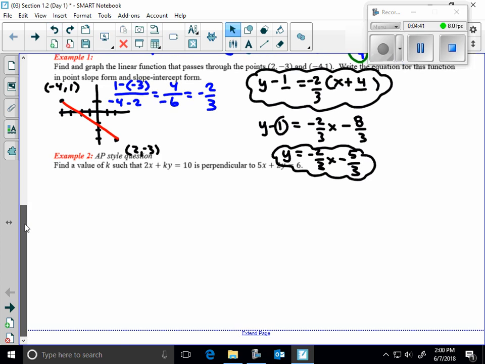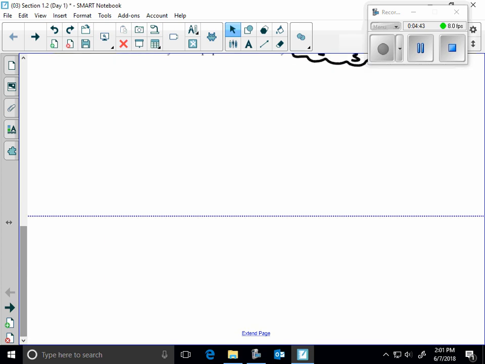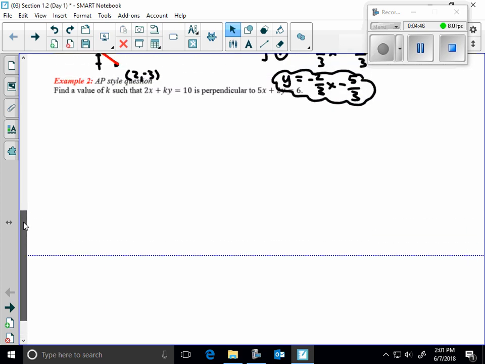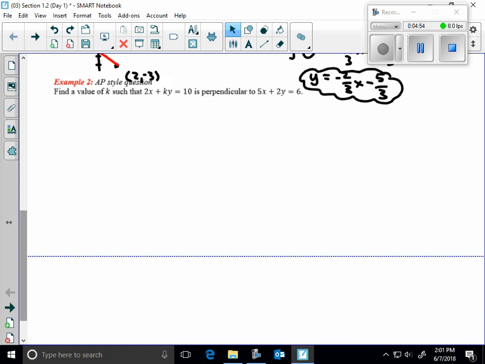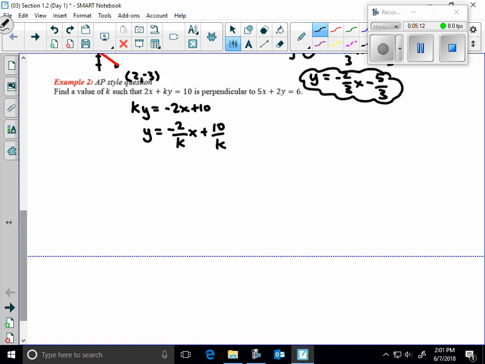Let's find a value of k such that the line 2x plus k times y equals 10 is perpendicular to 5x plus 2y equals 6. So basically, I want to isolate their slopes. Let's do that. So this would be k times y equals negative 2x plus 10. That means y equals negative 2 over k times x plus 10 over k. This means nothing to me right now. I don't really care. All I care about is this.